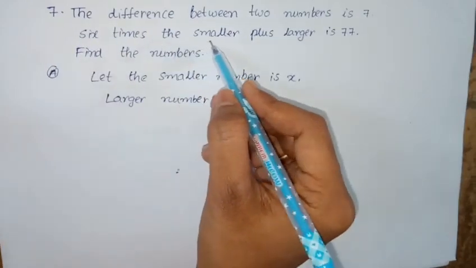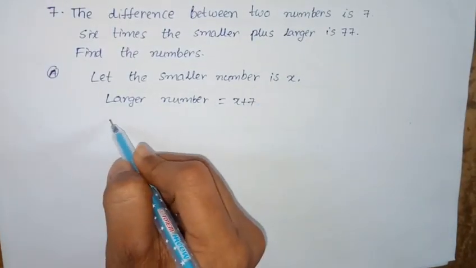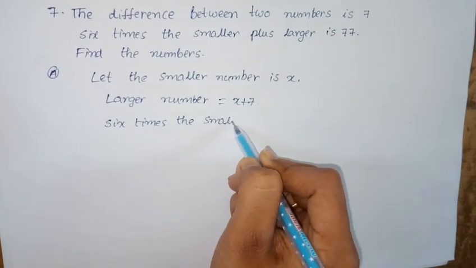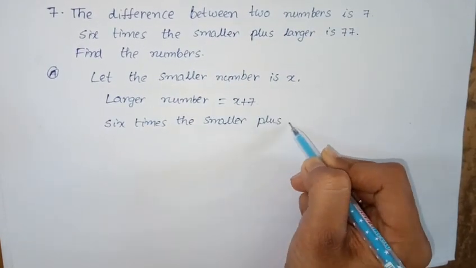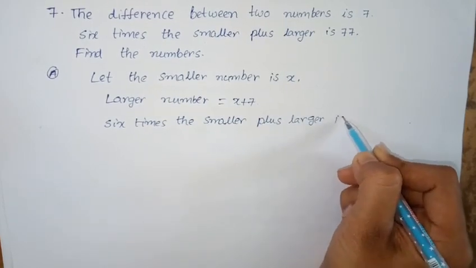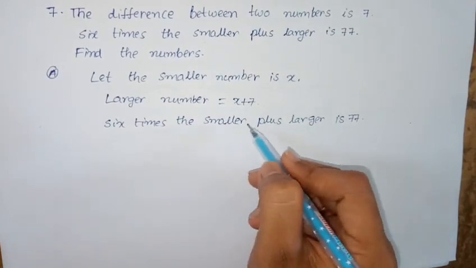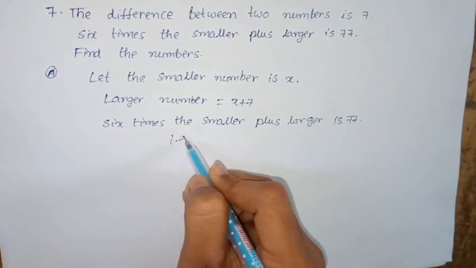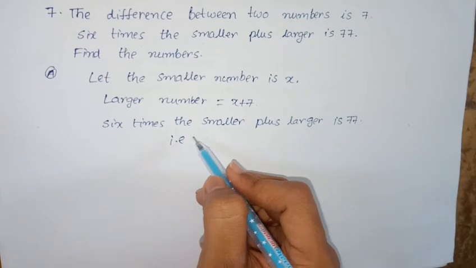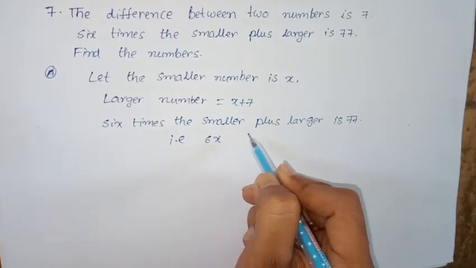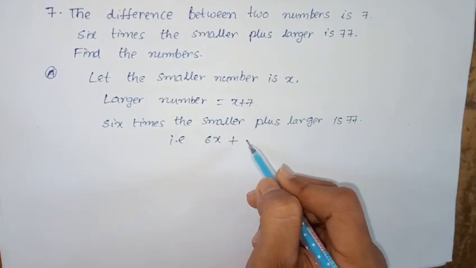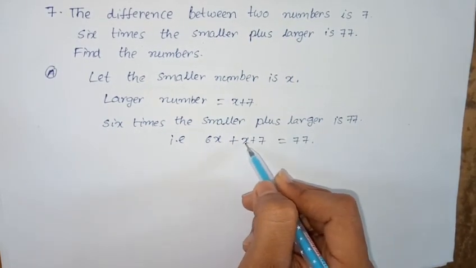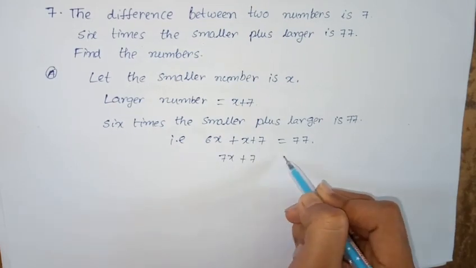So next, 6 times the smaller plus larger is 77. So 6 times the smaller is 6x, plus larger number is x plus 7, that is equal to 77. 6x plus x becomes 7x plus 7, that is equal to 77.